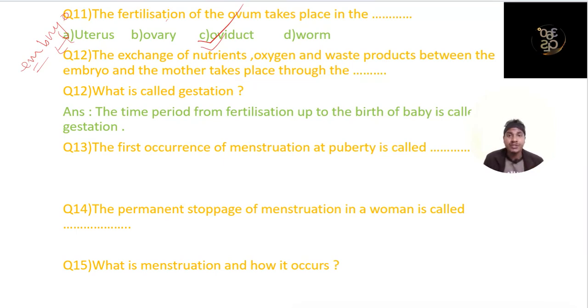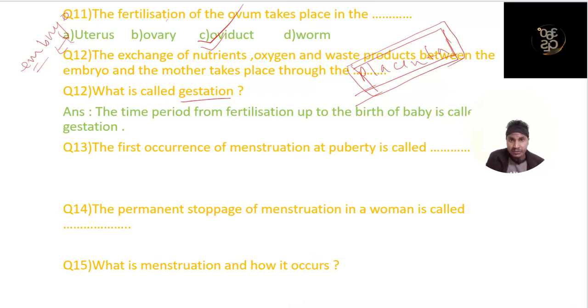So the next problem: the exchange of nutrients, oxygen and waste products between the embryo and the mother takes place through the placenta. हम कहते हैं कि जब बेबी पेट में होता है तब मम्मी को भारी काम करने से रोकते हैं, क्योंकि जो मदर करता है वो बेबी को मिलता है. जैसे मदर ऑक्सीजन लेती है वो बेबी को मिलता है, जो न्यूट्रिएंट्स लेती है वो भी बेबी को मिलता है. तो वो कैसे मिलता है? Through the placenta.